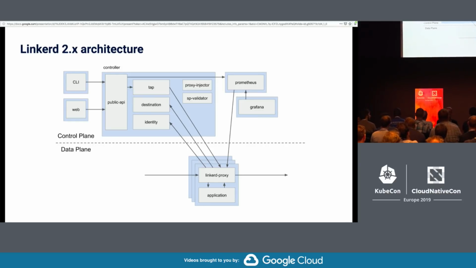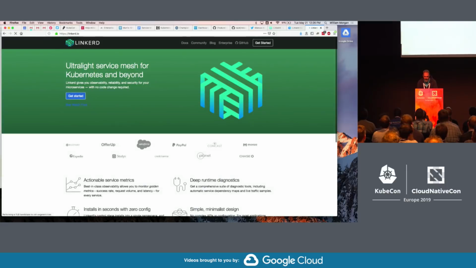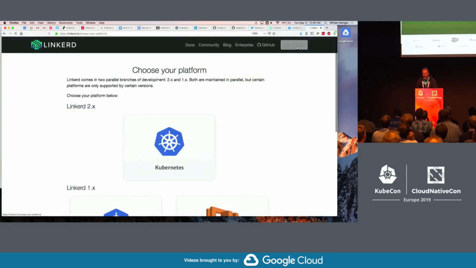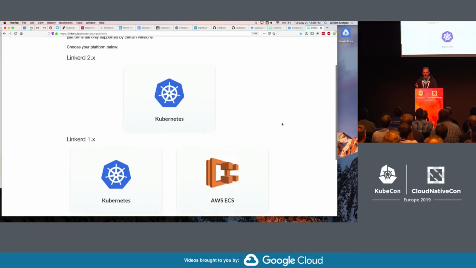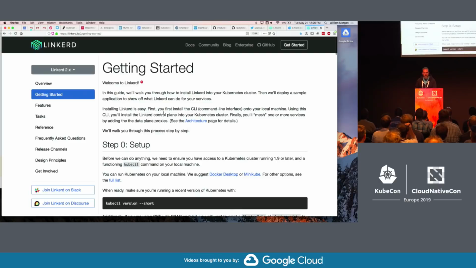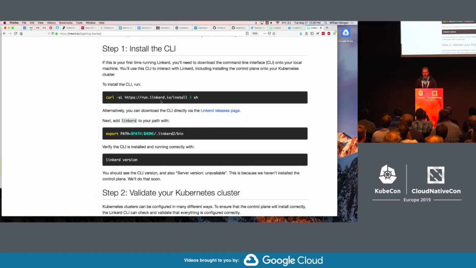So there's 2 phases to installation. The other thing I should point you to, I'm going to answer that question by way of showing you this website called linkerd.io. If you go here and you click on Get Started, it's going to ask you to choose your platform. Like I said, 2.x only supports Kubernetes, so you click on that. And then we'll give you a bunch of commands for how to install it. And basically, you install the CLI.